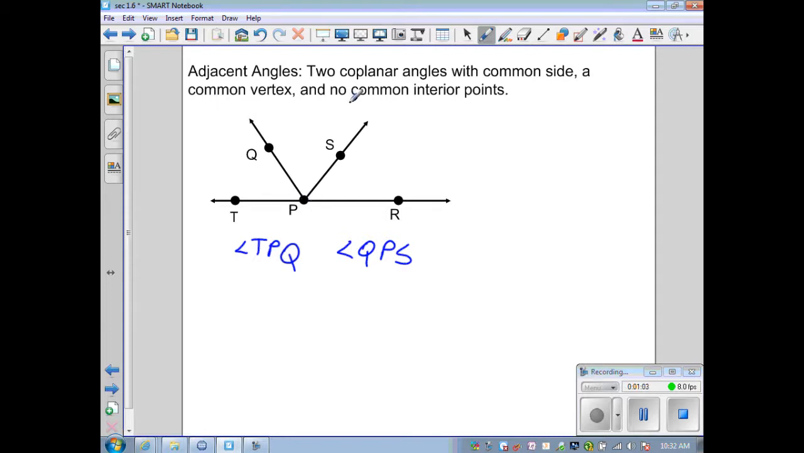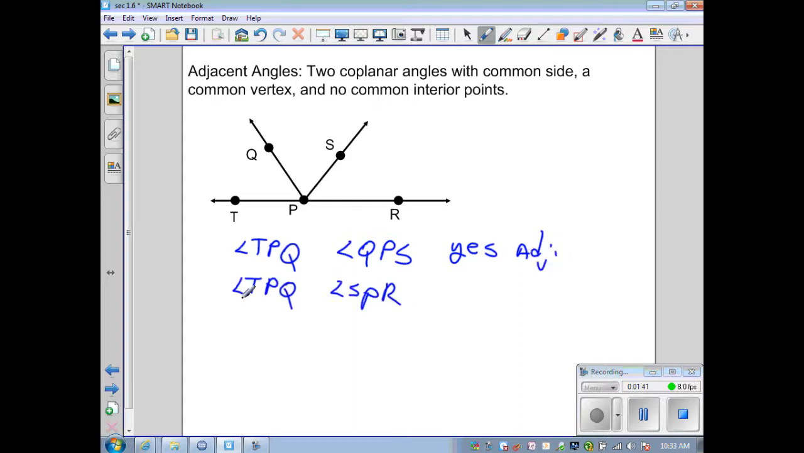And do they have any common interior points? The interior points to TPQ are generated inside of this angle, and inside of QPS are inside of this angle. Therefore, they have no interior points in common. So the answer is yes, they are adjacent.